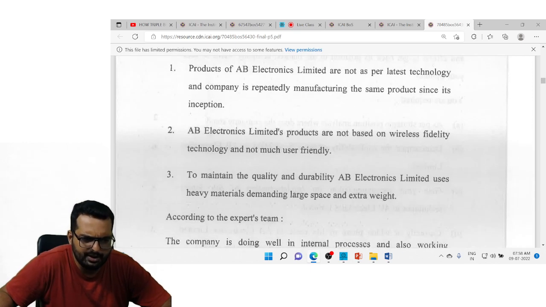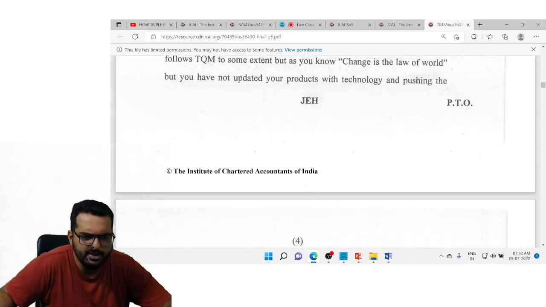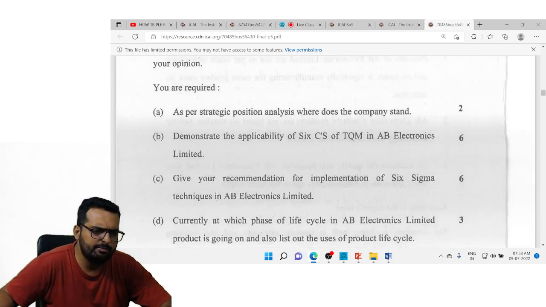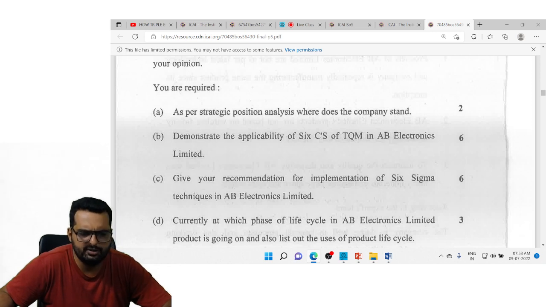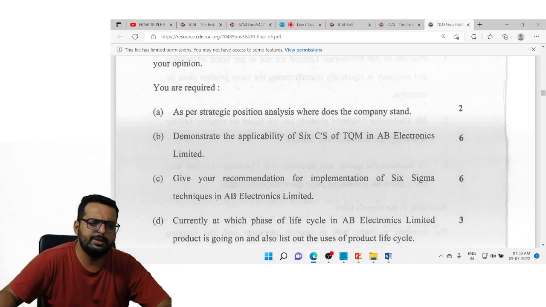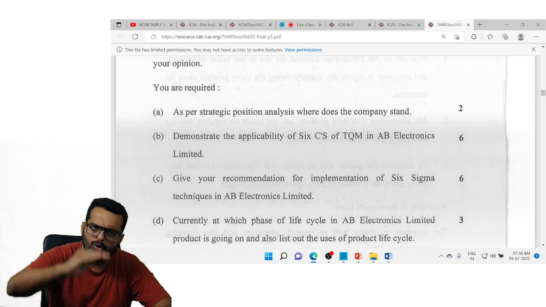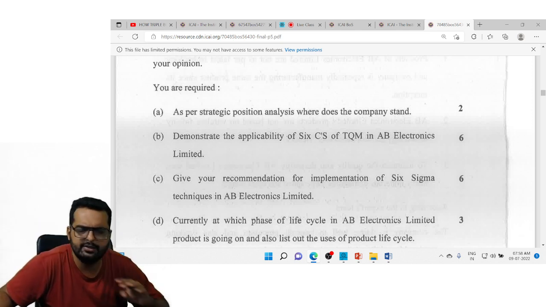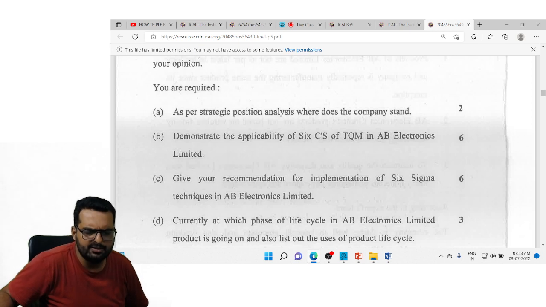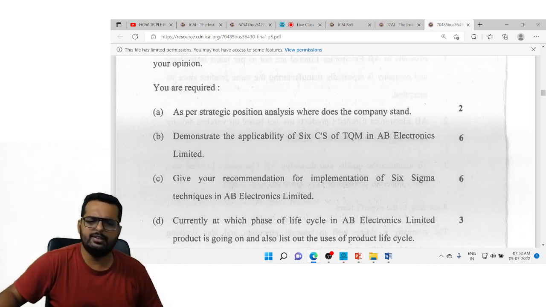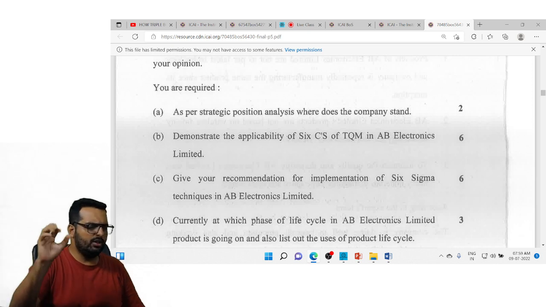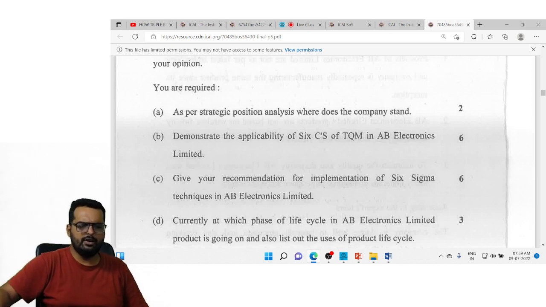After you write down the facts, as per latest technology, etc., you come down, and they are asking you one by one some questions. For example, the first one is, as per strategic position analysis, where does the company stand? So are they having a low cost advantage or differentiation advantage? That theory is supposed to come over here. Demonstrate the applicability of 6C. So friends, here what will you do? You will write down all the 6C, point by point.